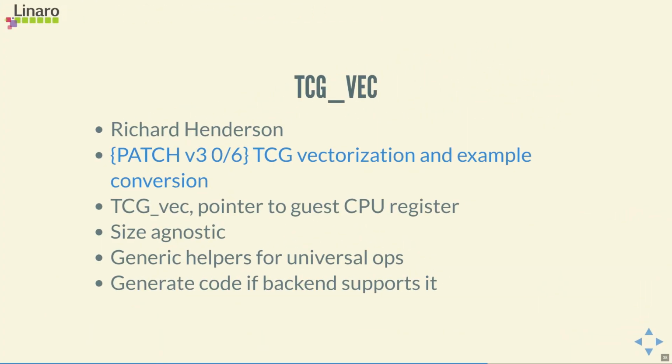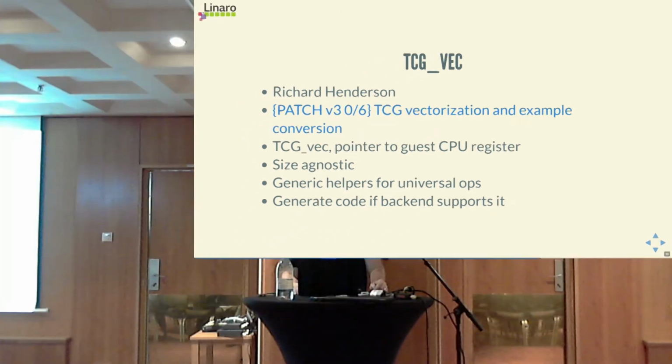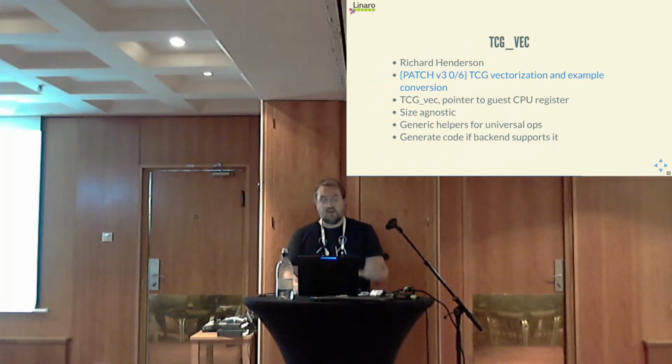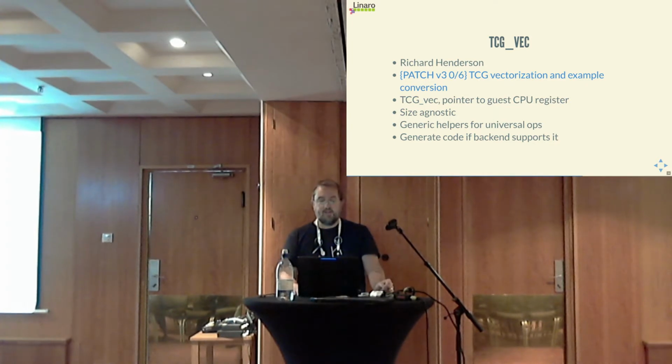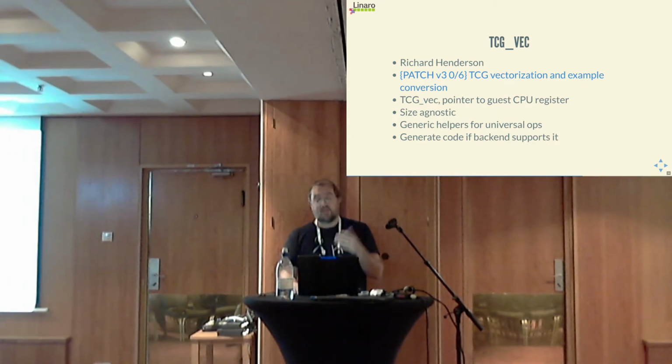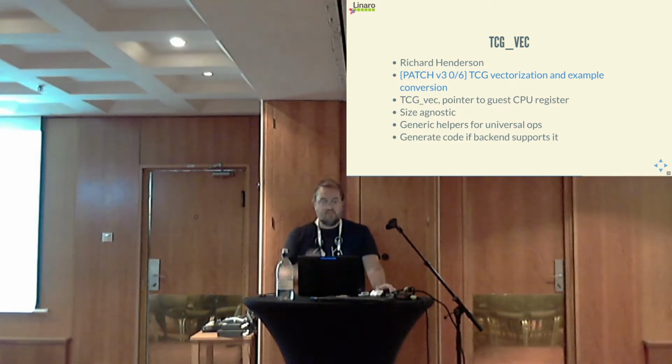So the current work is Richard Henderson's patches, which were posted about a month ago, and they take a slightly different approach to Kirill. So we've introduced a new type called TCG Vec. This normally represents a pointer directly into the guest CPU register, so directly into the CPU state structure. Most importantly, it's a size-agnostic representation. I'll show you how that works in the next slide.